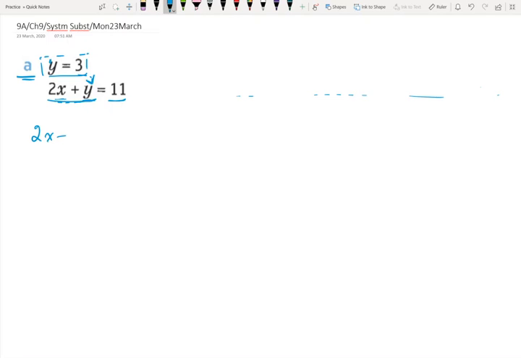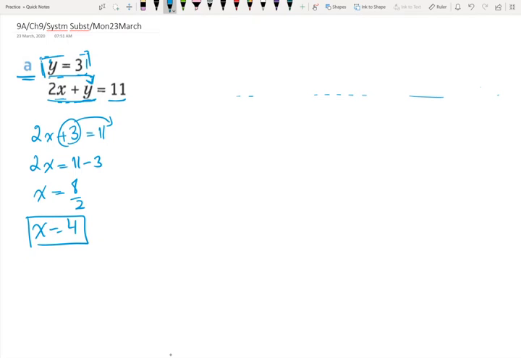So 2x plus 3 is equal to 11. So 2x is equal to 11 minus 3 because I take the 3 to the other side. And then I divide the answer, which is 8, by 2, and x is equal to 4. So we already have y equals 3, and now I found x equals 4. What does this mean? It means that when I replace x and y in this equation, you would have 11 equals 11. This is what we call the two values of x and y satisfying the equation.